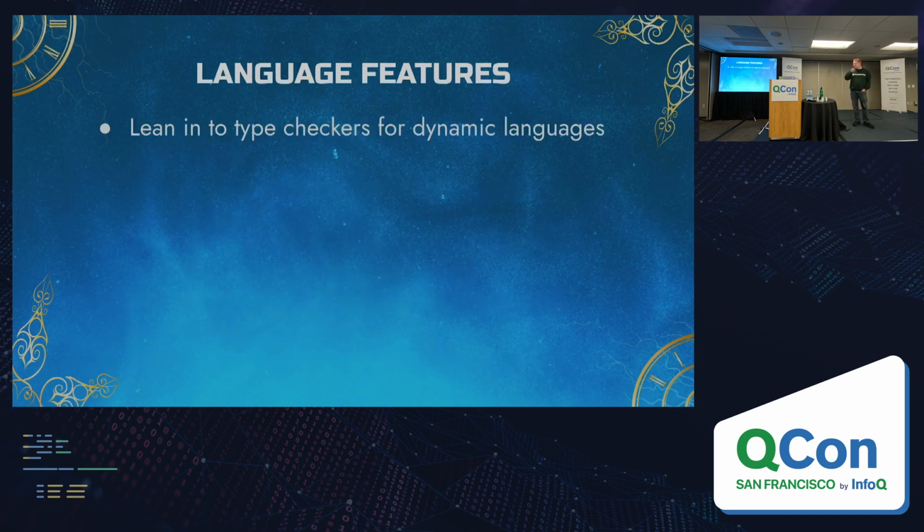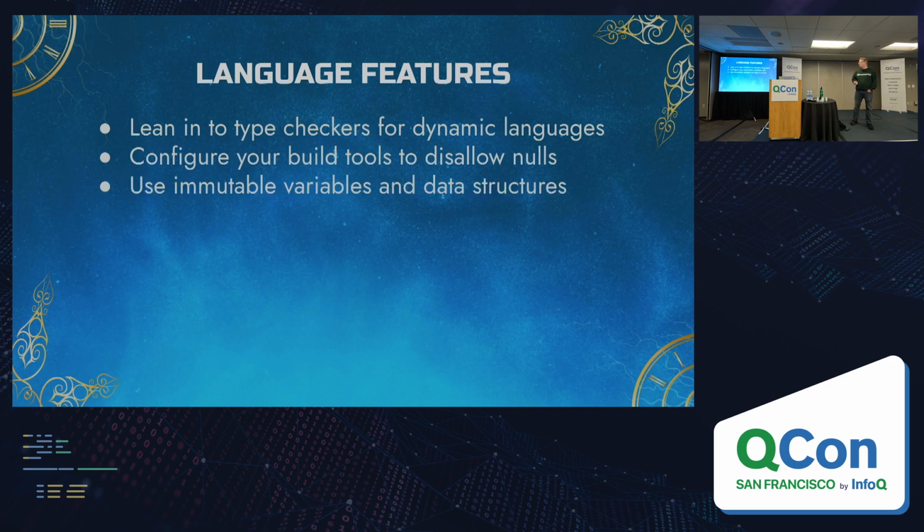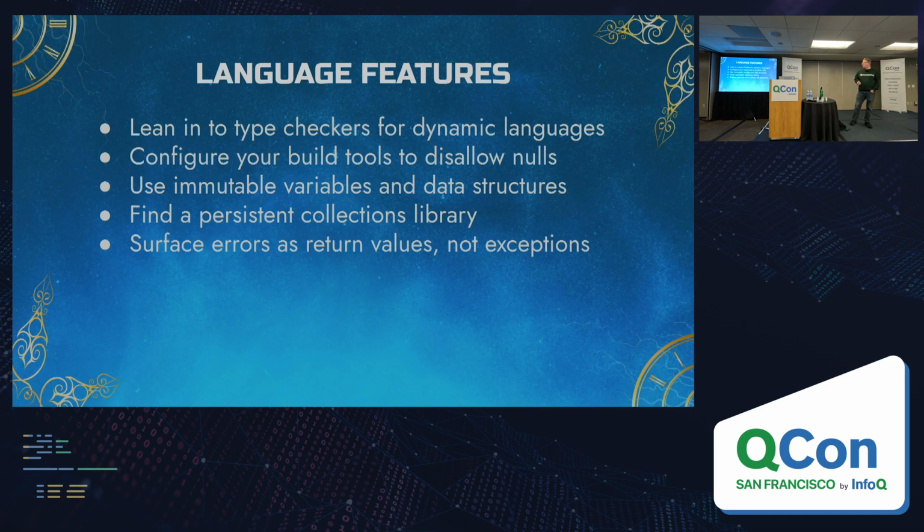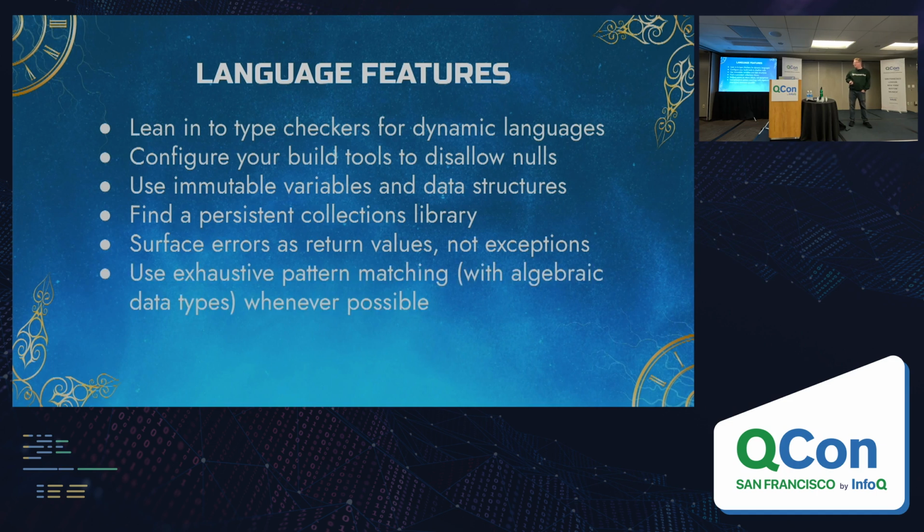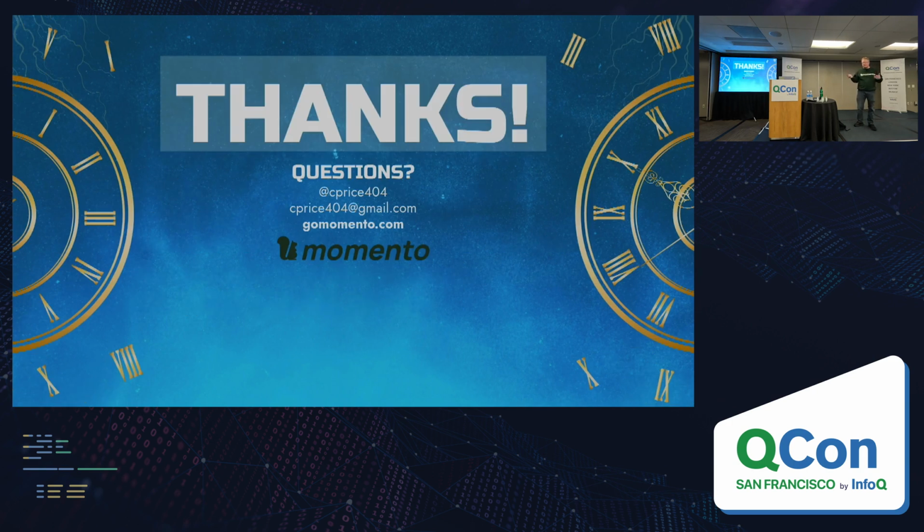And the specific language features that I am advocating here: leaning into type checkers for dynamic languages, configuring your build tools to disallow nulls, using immutable variables and data classes wherever you can, finding a persistent collections library in your language if it's not built into the standard library, surface errors as return values, not exceptions, and using exhaustive pattern matching with algebraic data types to allow the compiler to make sure that you're handling all the cases whenever you can. And it just allows you to model your business logic a little bit more concretely as well. It's really nice. And that's all I've got.